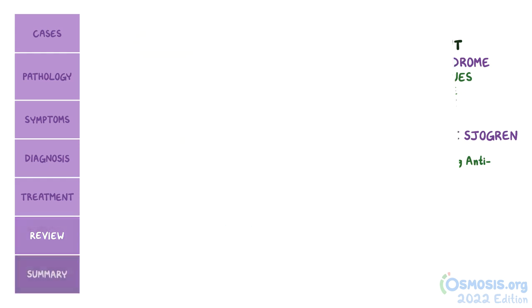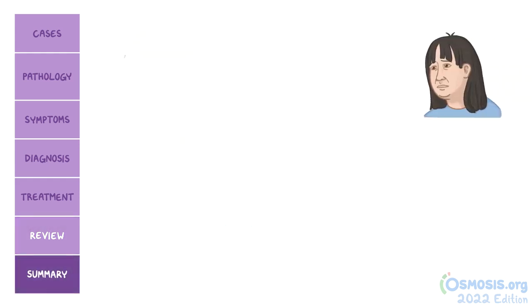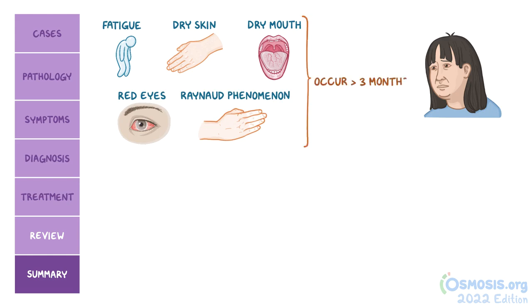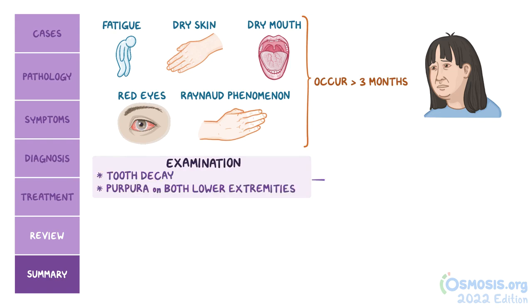Now back to our case. Patricia came in with symptoms of fatigue, dry skin, dry mouth, red eyes, and Raynaud's phenomenon. These symptoms are highly suggestive of Sjogren syndrome, especially since they occurred for more than 3 months. Examination revealed signs of tooth decay and purpura on both lower extremities, which also fits the diagnosis.